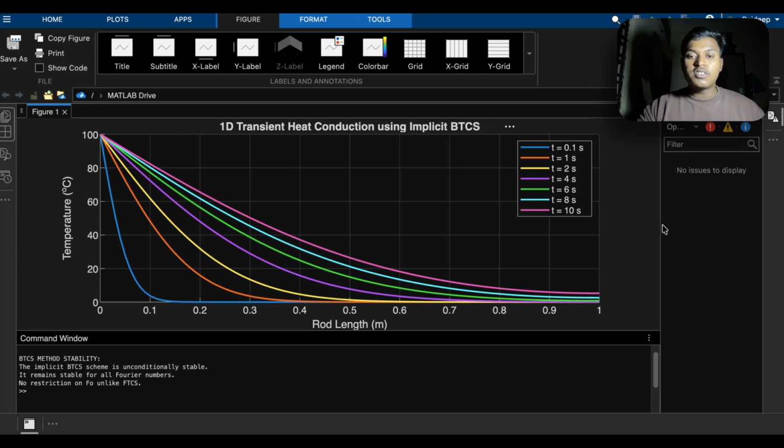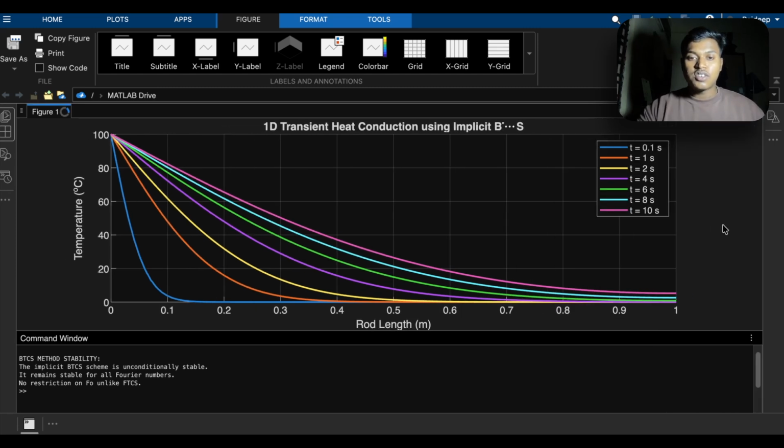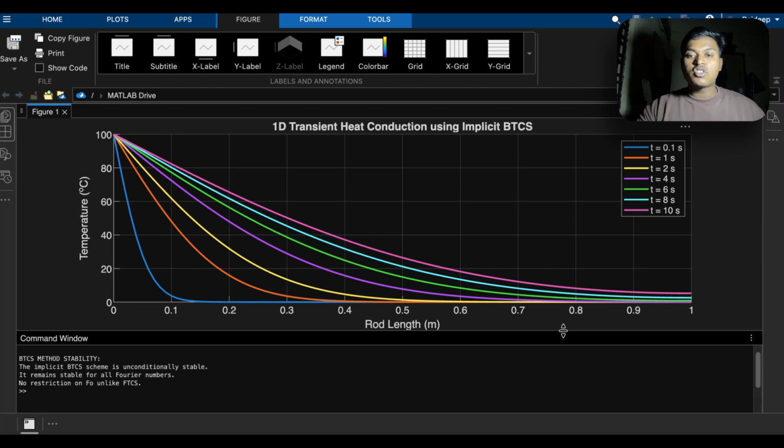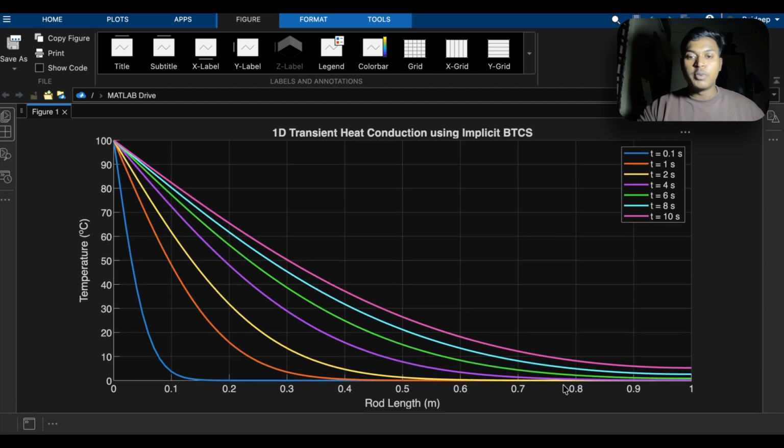The implicit BTCS method is unconditionally stable, therefore larger time steps can be used without causing numerical instability. However, the implicit method requires solving a matrix equation at every iteration, making it computationally more expensive than explicit methods.